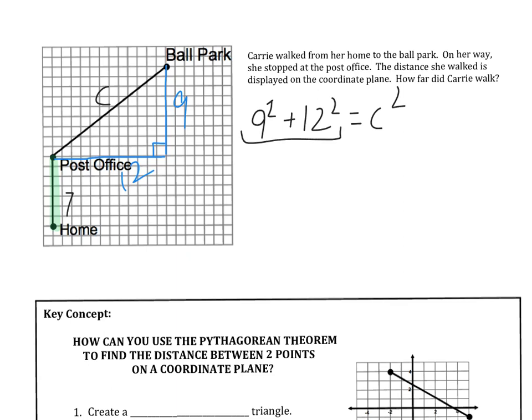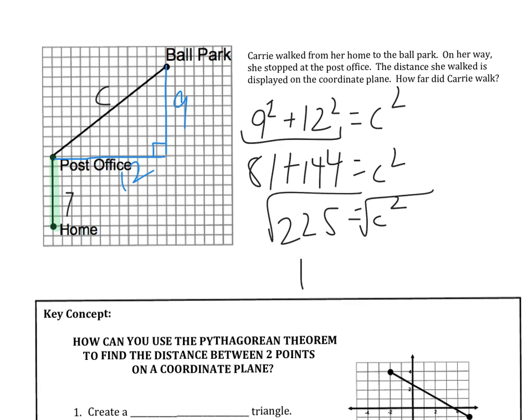Let's plug it in the calculator. I can plug that all in at once. 9 squared plus 12 squared, so that's 81 plus 144 equals c squared. 81 plus 144 is 225 equals c squared. And to cancel out the square, we square root both sides, and then we'll get 15 equals c. 15 is the square root of 225. So that means the distance of c is 15.